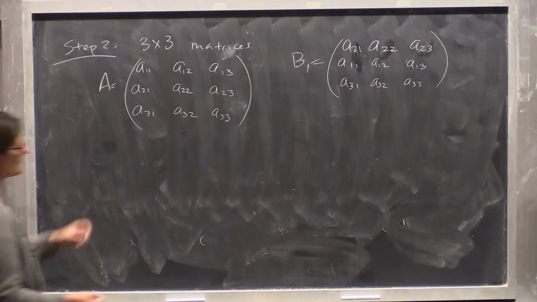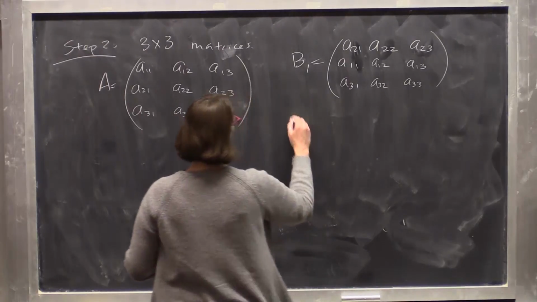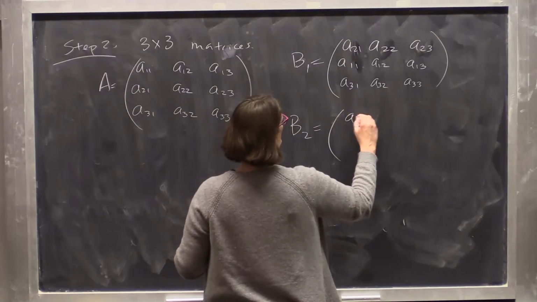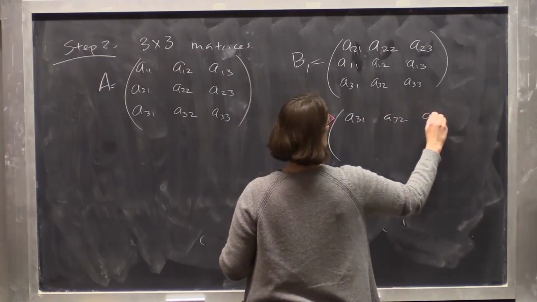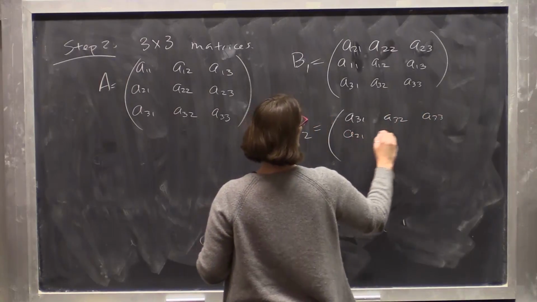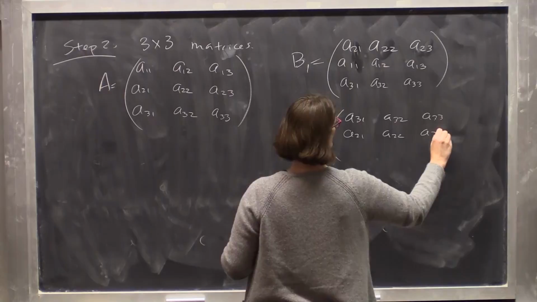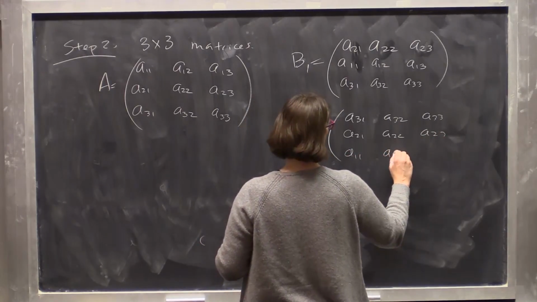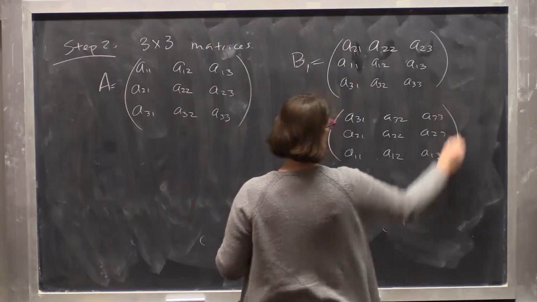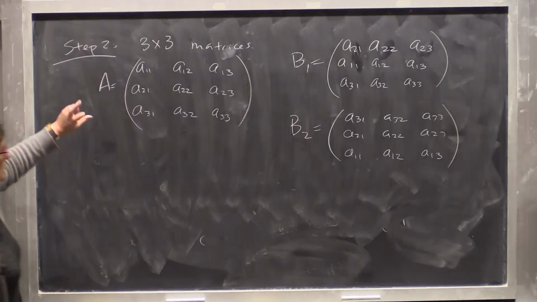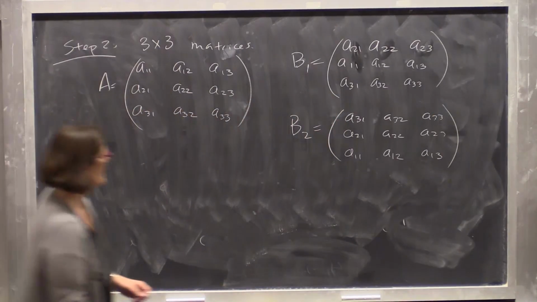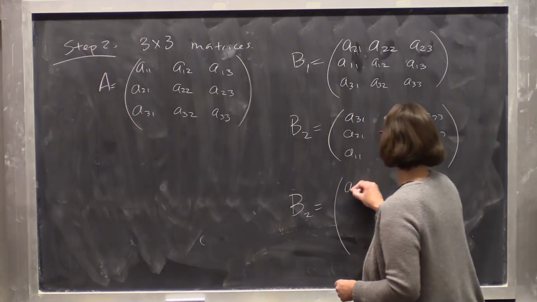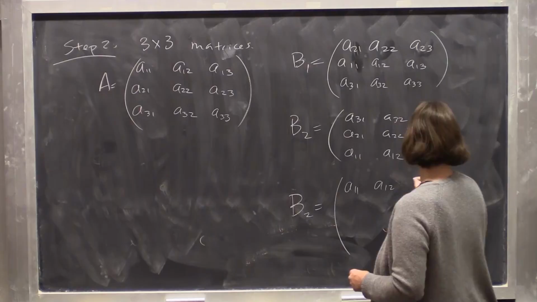Now there are two more swaps. So B2, I'll swap row 1 and row 3: A31, A32, A33, A21, A22, A23, A11, A12, A13. That's swapping rows 1 and 3. Final swap is rows 2 and 3. So that leaves the first row unchanged.